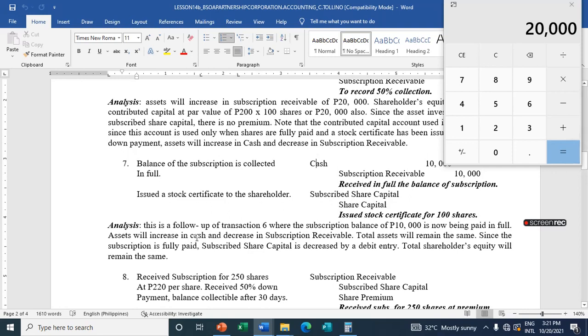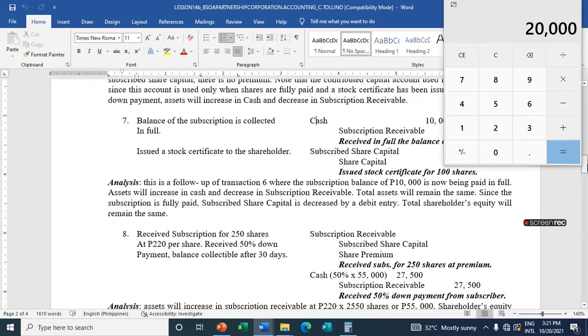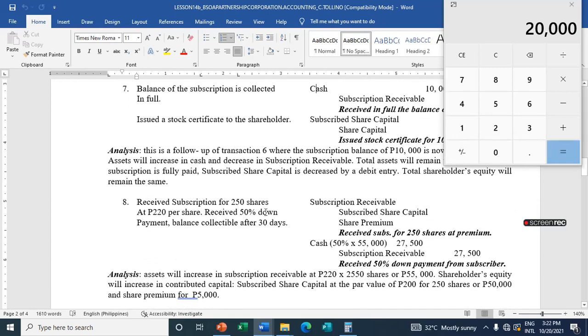So, this is a follow-up of transaction number 6. Ayan, yung kanina, where the subscription balance is 10,000 and now being paid in full sa transaction number 7. Ayan, so assets will increase in cash and decrease in subscription receivable. So, syempre, yung total assets mo will remain the same since the subscription is fully paid. Okay? So, total shareholders' equity will remain, of course, the same again. And let's go to transaction number 8.